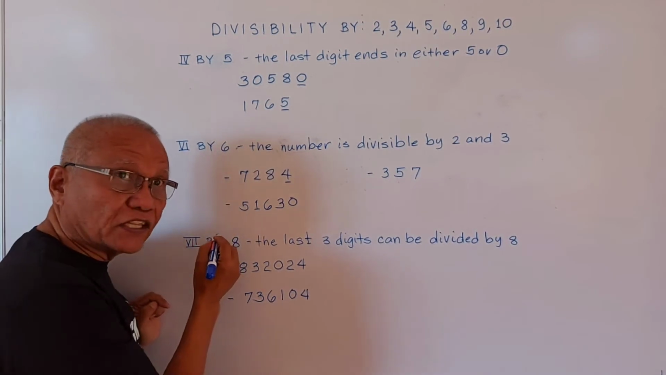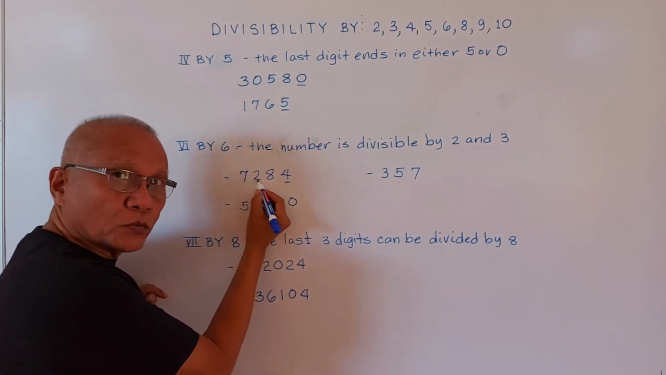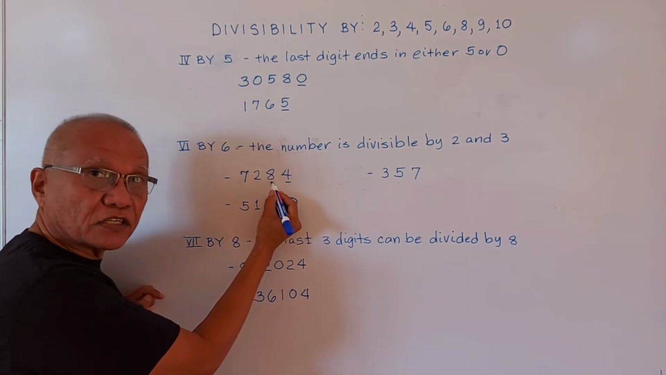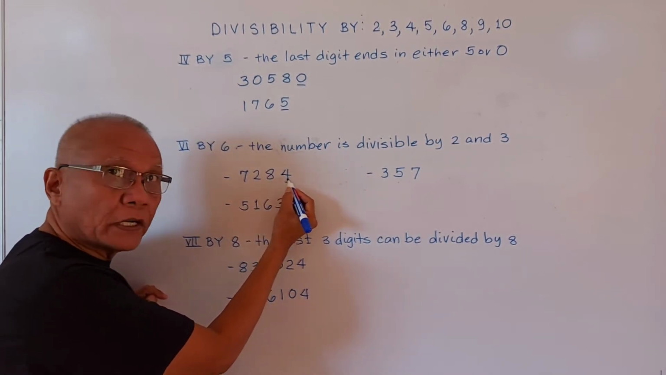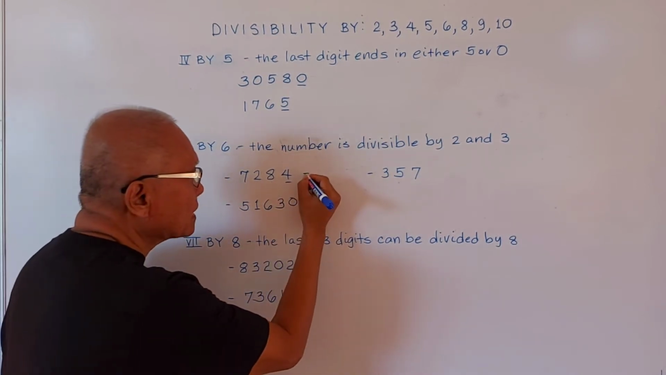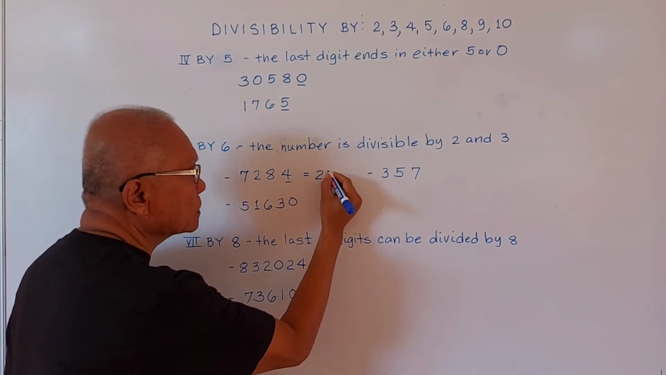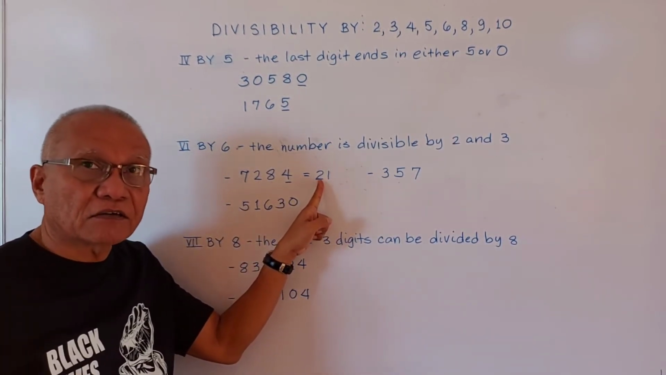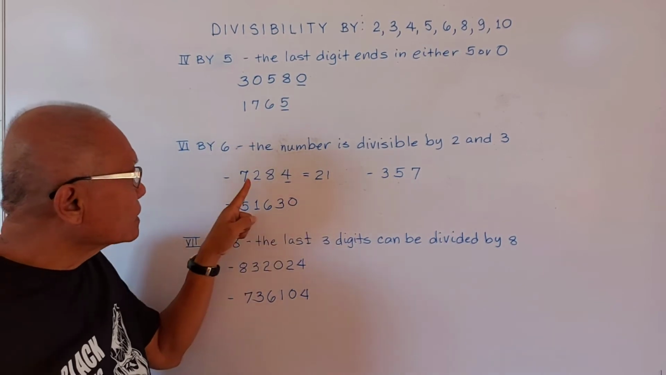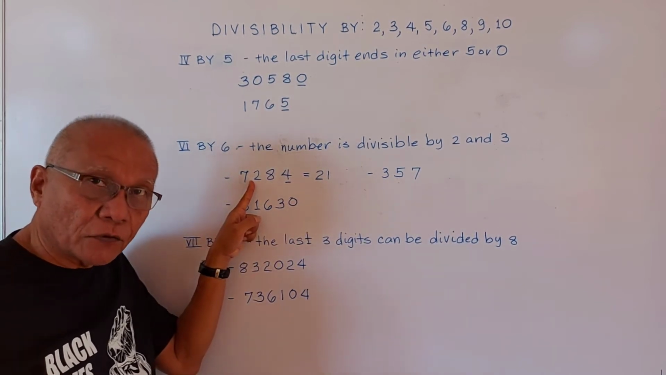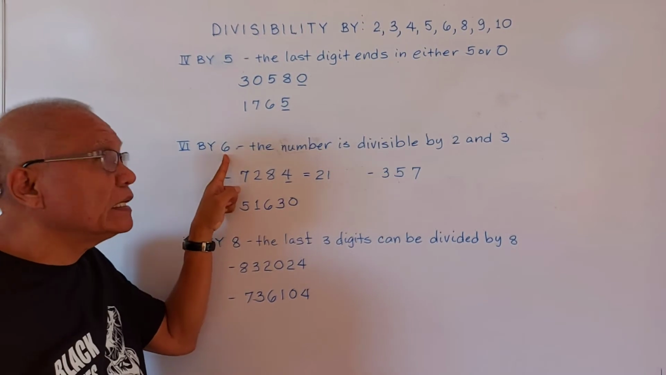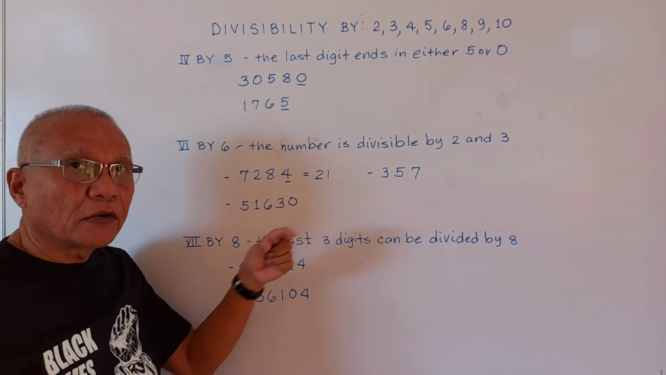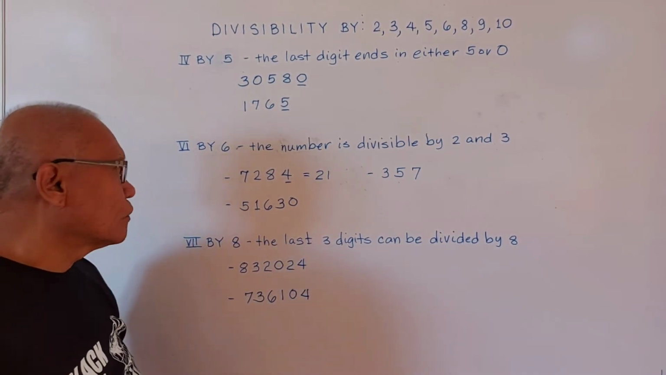So, we add the digits. 7 plus 2 is 9. Plus 8 is 17. Plus 4 is 21. So, the sum of the digits here is 21. And 21 divided by 3 is 7. Therefore, 7,284 is divisible by 6. It means if you divide this number by 6, we have an exact quotient.